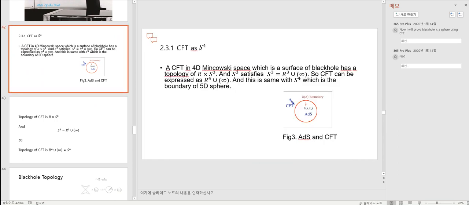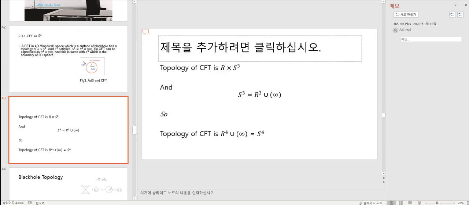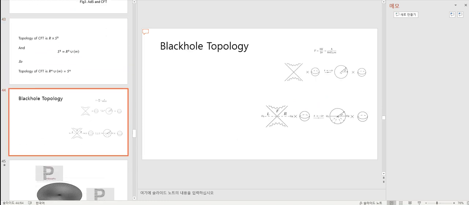Now I will prove a black hole is a sphere using CFT. A CFT means 4D Minkowski space, which is the surface of the black hole, and has a topology of R multiplied by S3, and S3 is R3 plus infinity. So CFT can be expressed as R4 plus infinity, and this is the same as S4, which is the boundary of a 5D sphere. So the topology of CFT is R multiplied by S3. So S3 is R3 plus infinity. So the topology of CFT is R4 plus infinity, which is S4.